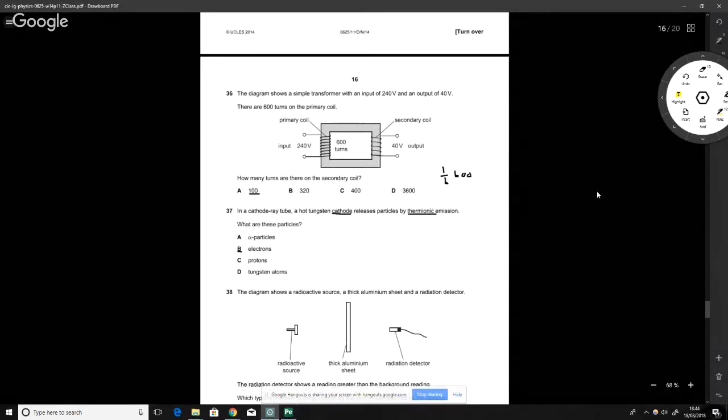All right, the diagram shows a simple transformer, and we're just basically trying to figure out the windings. So if we know that it's going from 240 down to 40, that's 1/6. So the windings must be doing the same thing.